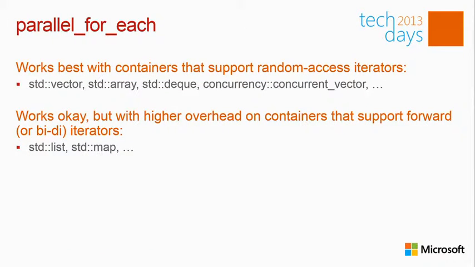Of course, it works best with containers that have random access, like you can say vector sub 5, right? With the serial iteration of other containers, it works okay, but you don't get the same kinds of performance benefits that you get with random access iterators.